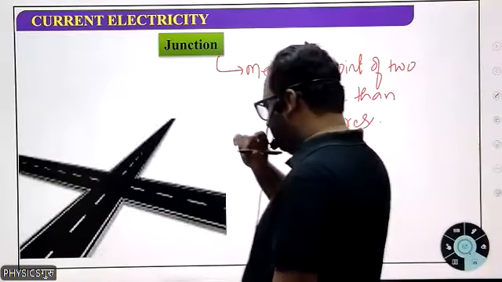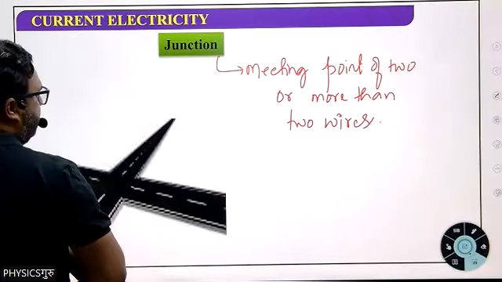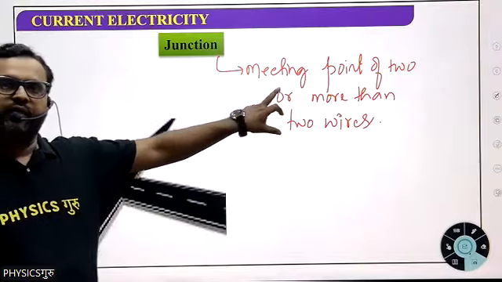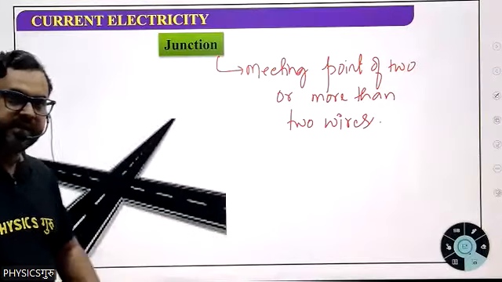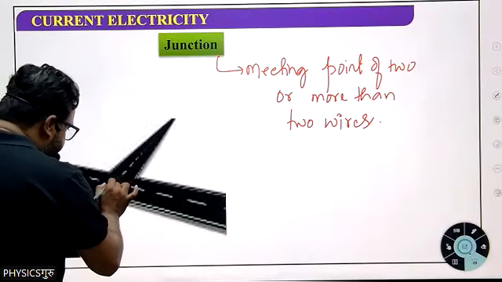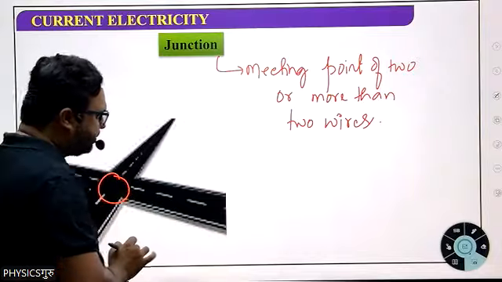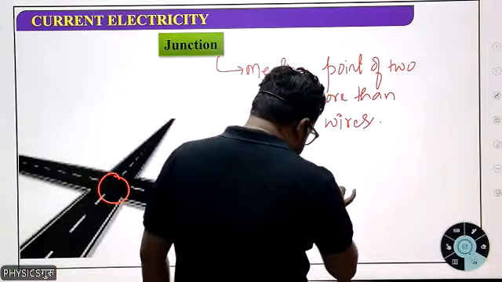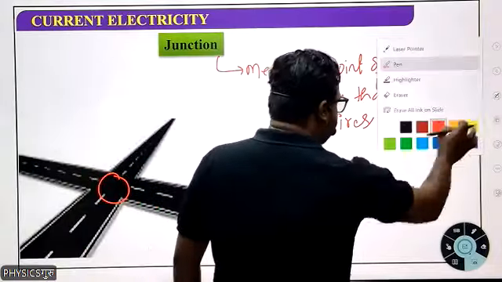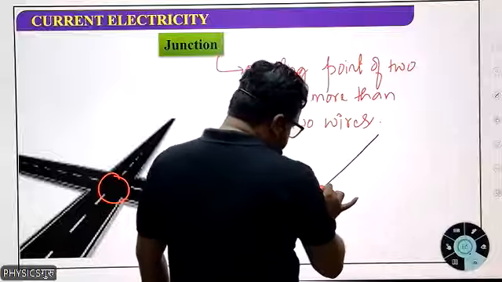So these are called junctions. I repeat, junction means the meeting point of two or more than two wires. Suppose this point is called a junction. If you consider this as a junction, the junction is basically the meeting point of two or more than two wires.